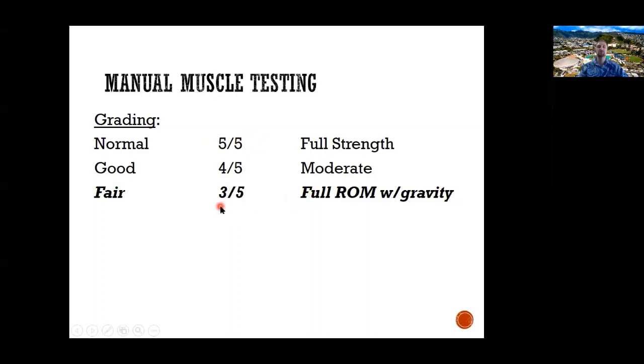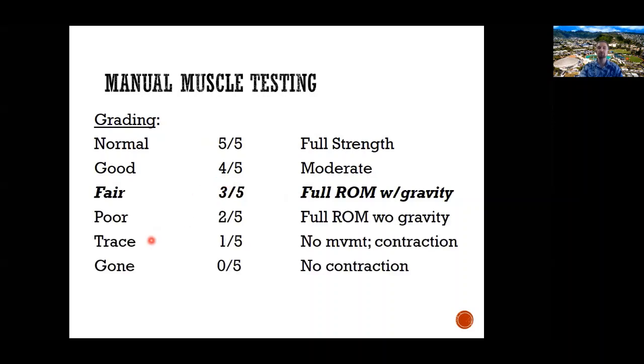So let's say you're a patient, you ask them to do active range of motion, and they can only flex the elbow to like 30 to 40 degrees before they say, oh, it hurts too much, I can't flex it up all the way. Then we'd know they're below a 3 out of 5, in which case it's poor or trace, right?